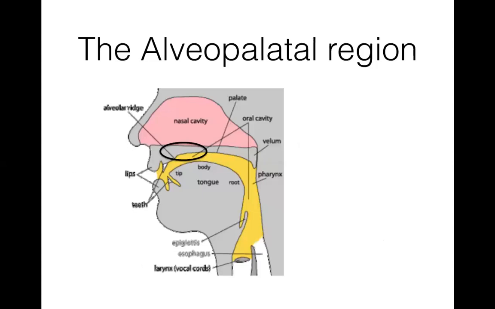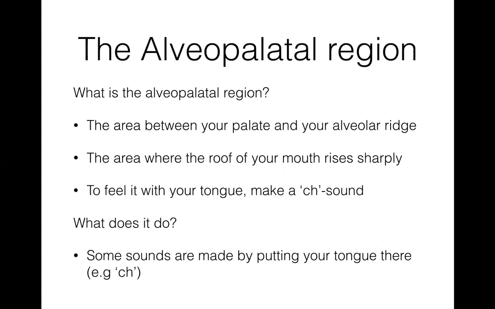And then in between your alveolar ridge and your hard palate, you have what we call the alveopalatal region. It's right in between the alveolar ridge, which is just the back of your top teeth, and your hard palate. So it's the area in between your palate and your alveolar ridge. To feel the alveopalatal region, I want you to make the sound ch, ch, ch, ch, ch. So that's the portion in between your alveolar ridge and your hard palate, right?